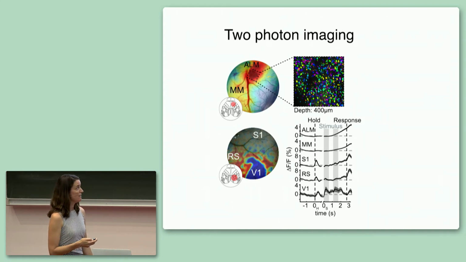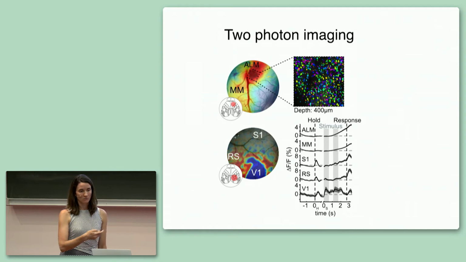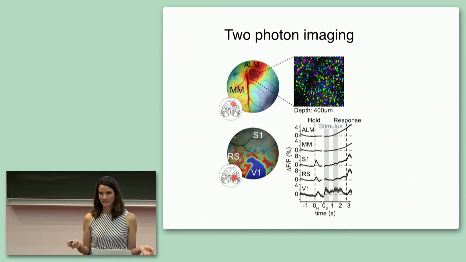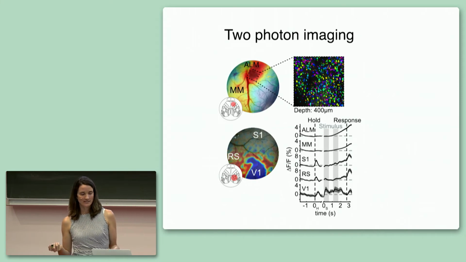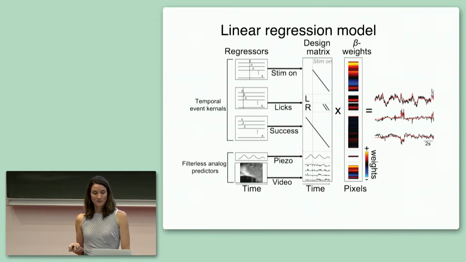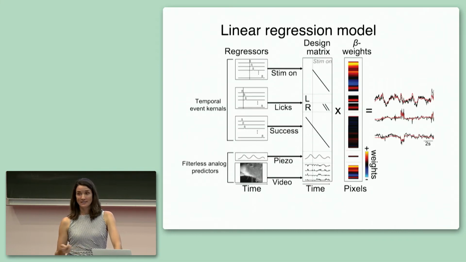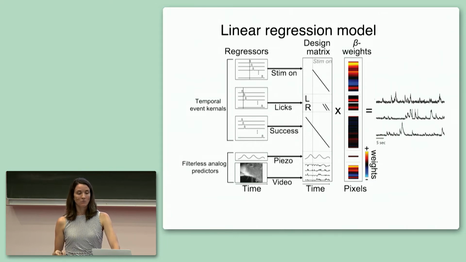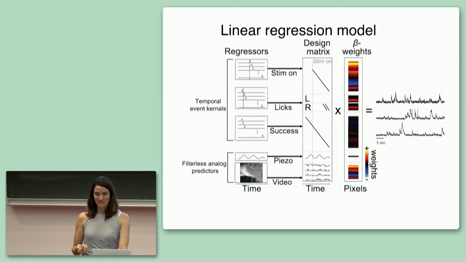ALM is a motor area, MM is a secondary visual area, S1 is primary somatosensory cortex, retrosplenial cortex, and of course primary visual cortex. What you see in the traces here is just average activity to show you that the neurons in these areas do approximately what you would expect them to do given their known properties. So what we did with the two-photon data is we took exactly the same model that I told you about before, except this time we're not trying to model trial-by-trial fluorescence fluctuations. We're trying to model trial-by-trial neural responses of single individual neurons that we measured with the two-photon. But other than that, it's exactly the same.